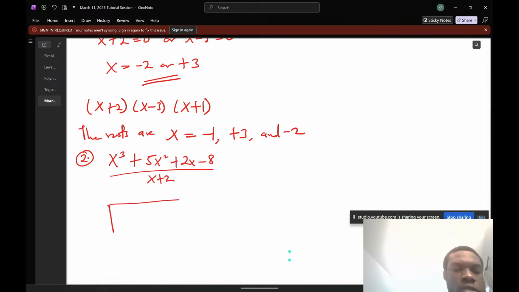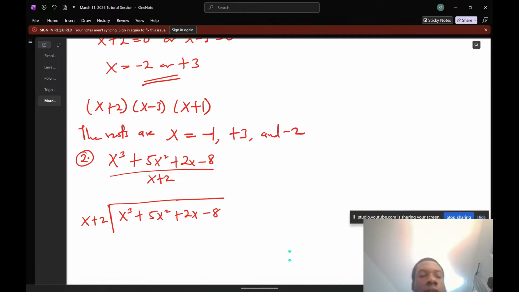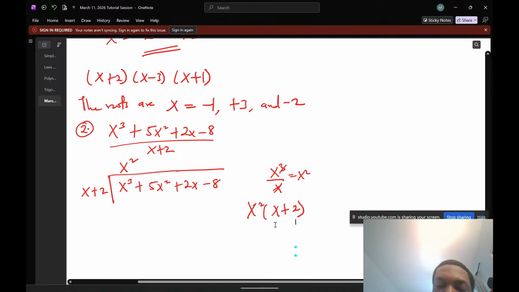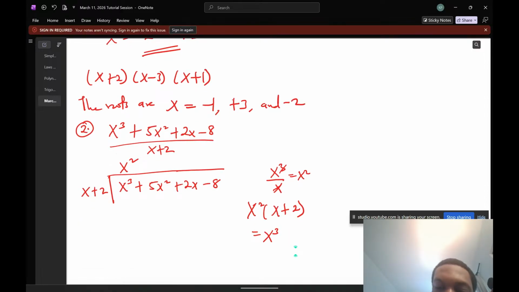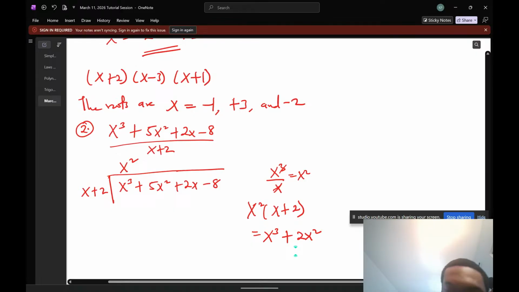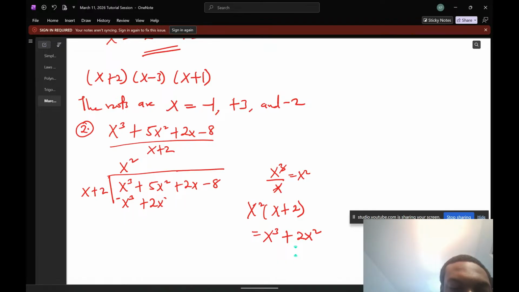Okay. So again, by division method, we have x cubed plus 5x squared plus 2x minus 8. We are dividing by x plus 2. So x cubed divided by x will give us x squared. Okay, let's write on top. So we use x squared to multiply through the divisor, which is x plus 2. If we use x squared to multiply through x plus 2, that will be x cubed plus 2x squared. So now let's minus it from this one here. So that will be x cubed plus 2x squared.